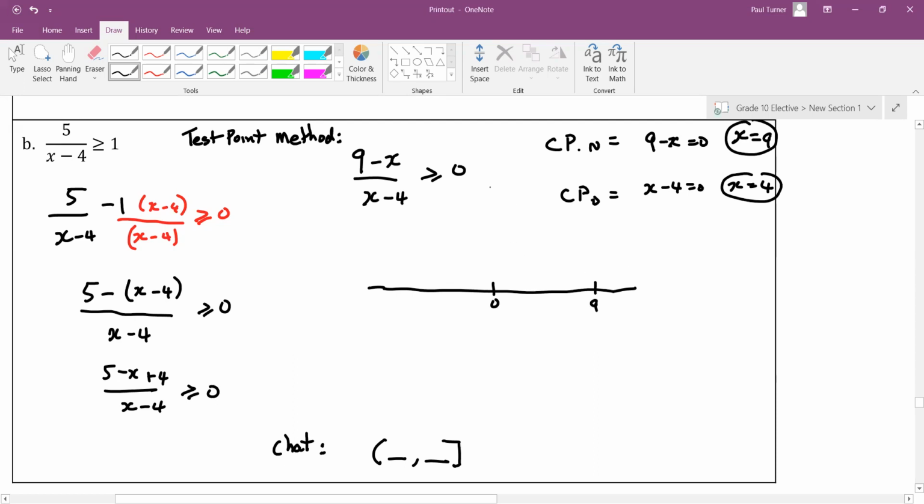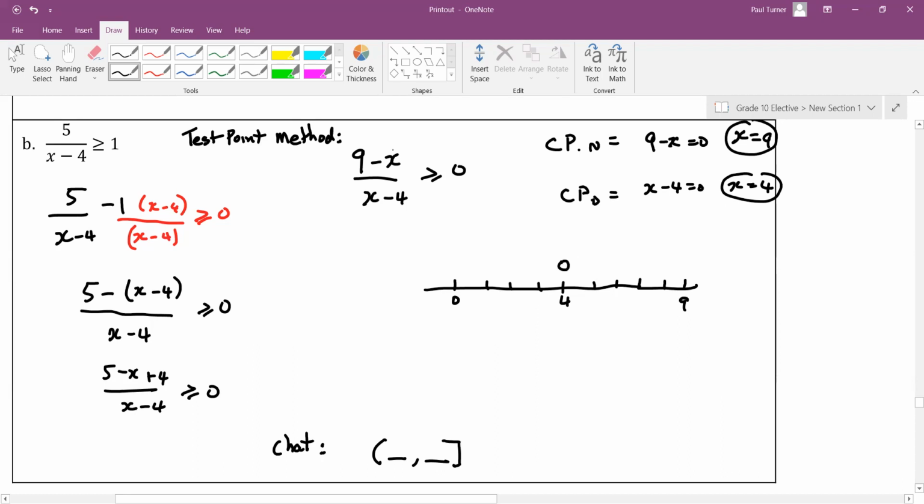So 4, I might actually move the 9 a bit. Let's go up a little bit. So you've got 0 here, 1, 2, 3, 4, 5, 6, 7, 8, 9. So 9 is here. Now, you see if x is 4, you'll get a denominator which is 0, which means 4 can't be part of your answer. So we do an open circle to show it's not included in the solution.